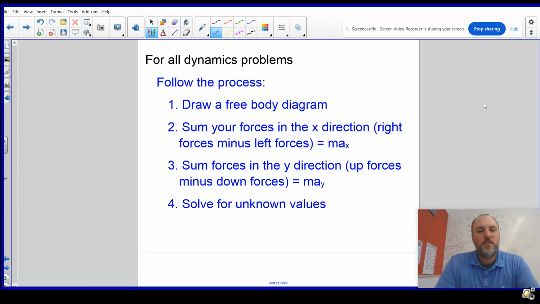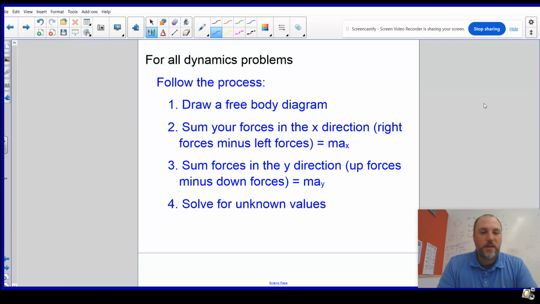Hi everyone. In today's video, we're going to take a deeper dive into friction. As we're doing dynamics problems, we want to remember to follow the prescription. With each dynamics problem, we're going to start with a free body diagram. We're going to sum our forces in the horizontal direction. We know that's the net force in the horizontal direction, so we can find the horizontal acceleration.